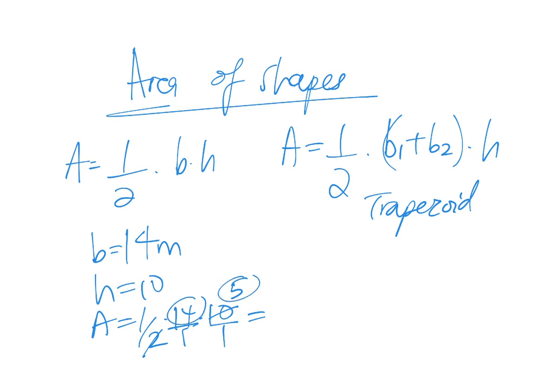Now, you could have multiplied the numerators, and you would have gotten 140, and then you'd have to divide that by 2. Or you can simplify right away. 2 goes into 10 5 times, and the answer to this would be 70. So that's one way we can handle this problem.